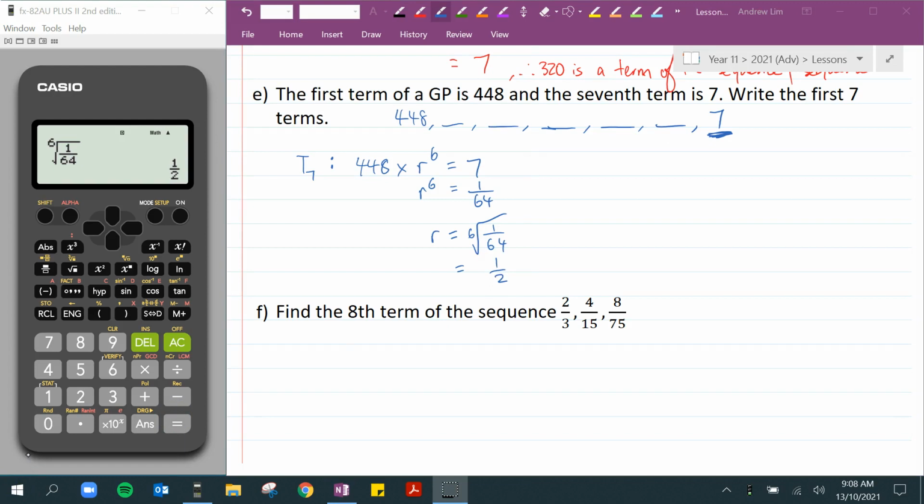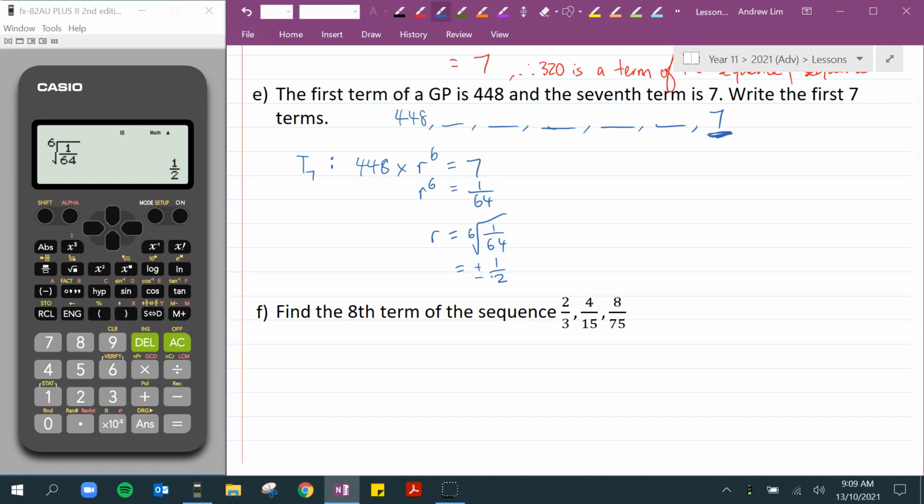However, it's not just half, it's actually plus minus half, because this is an even power. Remember, when we square root, we get 2 answers, plus minus. Same with 4th root, 6th root, 8th root, etc. As long as the root is an even number, there's going to be 2 answers. So now that we've done that, we can work out the first 7 terms. There's going to be 2 lots of answers.